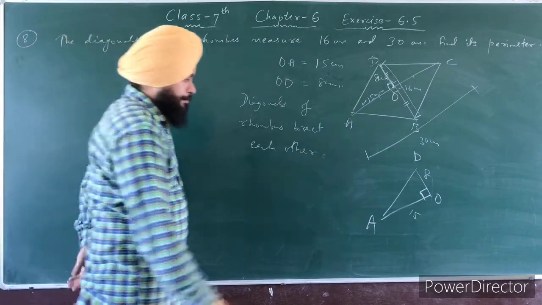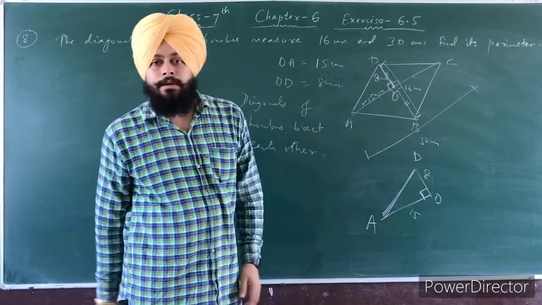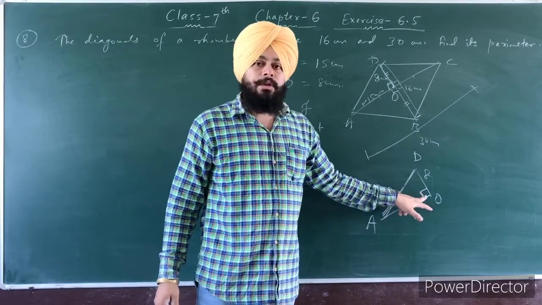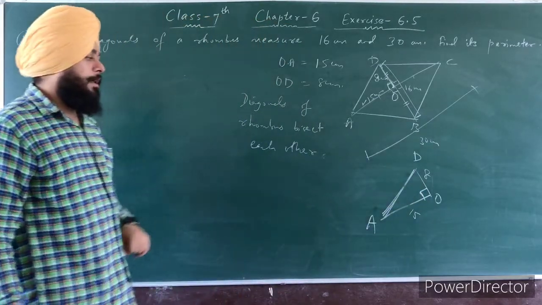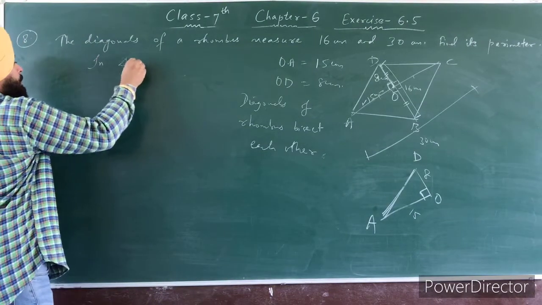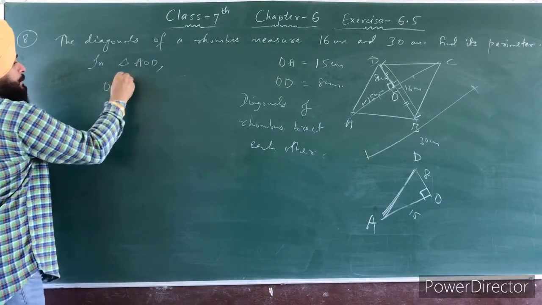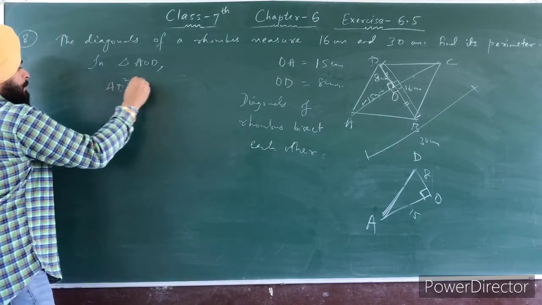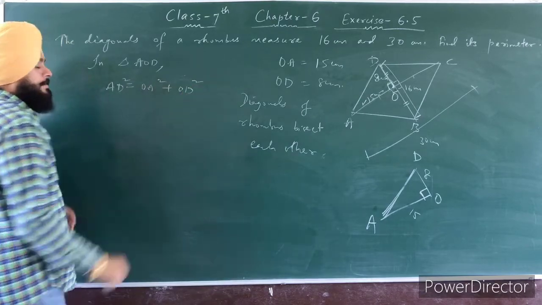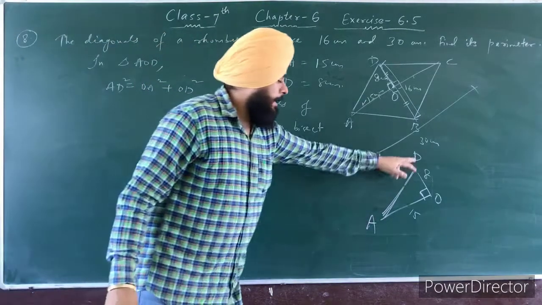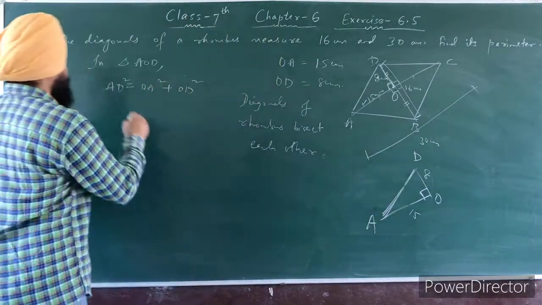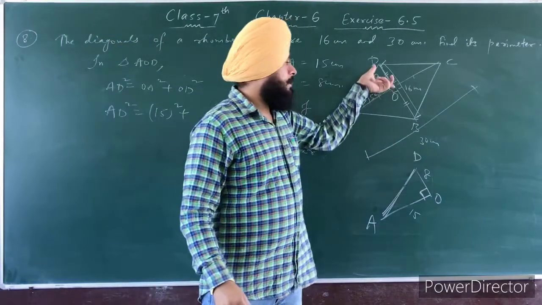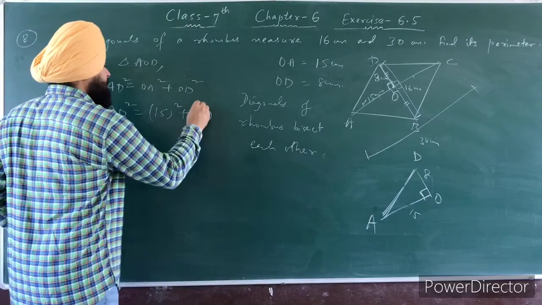So we have to find this one, AD. So AD is the hypotenuse of this triangle because the side opposite to the right angle is the hypotenuse. So in triangle AOD, AD square is equal to OA square plus OD square. So we have to find the AD. So what is the length of OA? 15. 15 square, and what is the length of OD? OD is 8 centimeter. So you can write here 8 square.